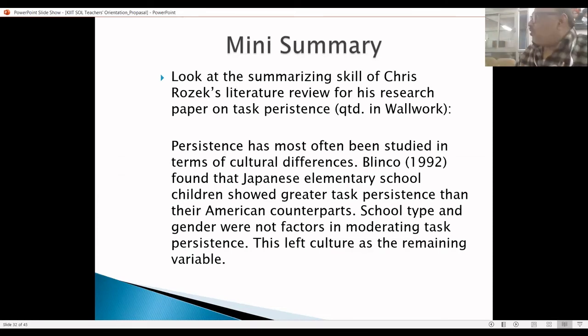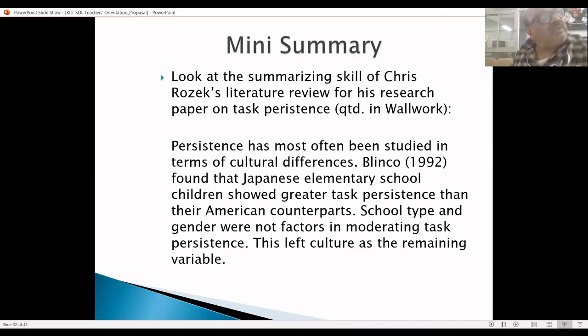Persistence is not the topic of the research. So the reviewer has not spent time reviewing in detail those books or articles that talk about persistence. Right? He simply mentions that persistence has often been studied in terms of cultural differences. So the writer acknowledges that this thing has been studied very widely from the perspective of persistence.